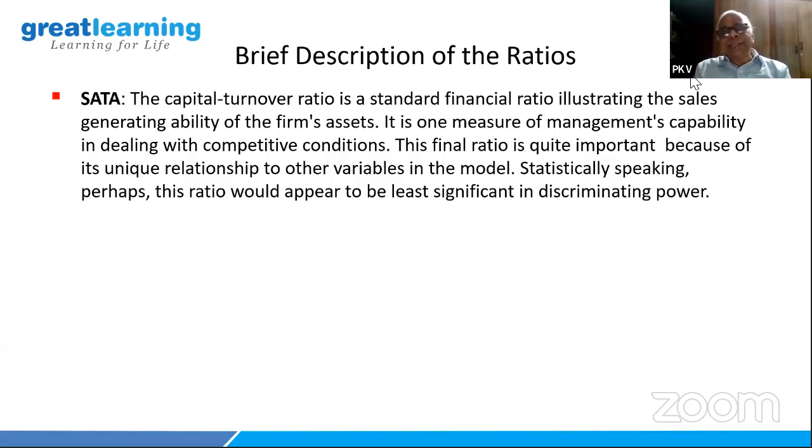Prima facie, at the tip of the iceberg, this may not be very critical because this ratio is unique to other variables in the model. Statistically speaking, perhaps this ratio may be the least significant among the discriminating power. So using these 5 ratios, is it possible to develop a Z score and predict the corporate bankruptcy or insolvency?